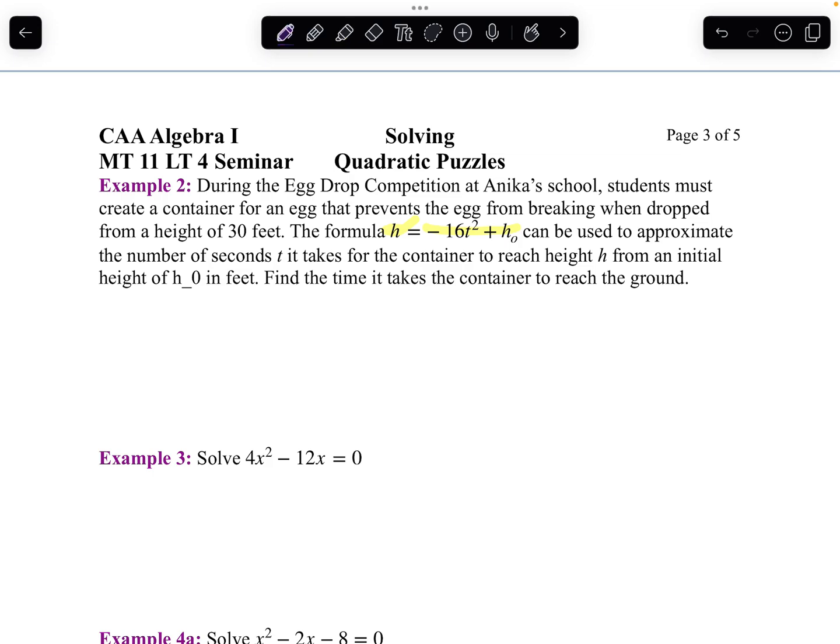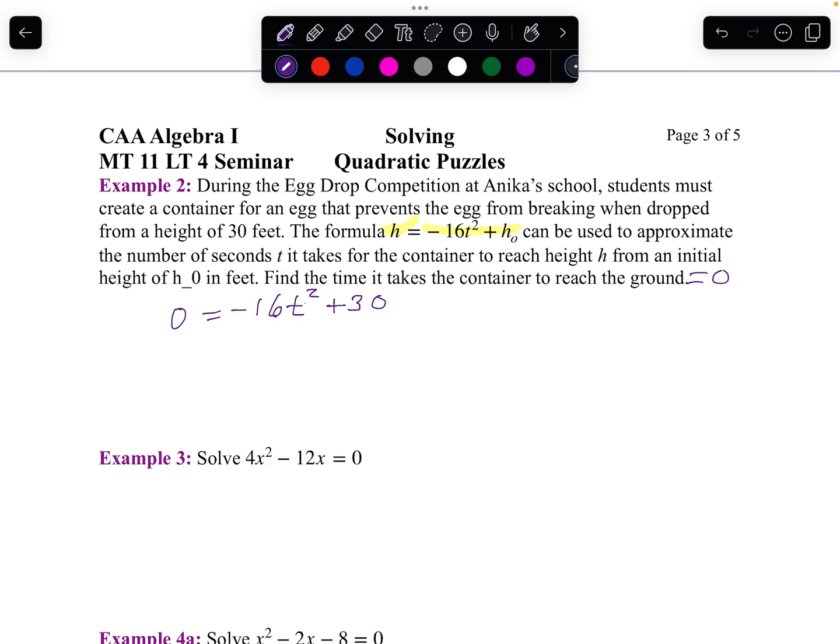Basic question, what's the height of the ground? Well, the height of the ground is 0. So I'm going to replace h with 0 equals negative 16 t squared. My initial height was 30 feet, so I'll say plus 30. Now we solve it just like we do any equation. We want to isolate the t squared, so I'll subtract 30 from both sides.